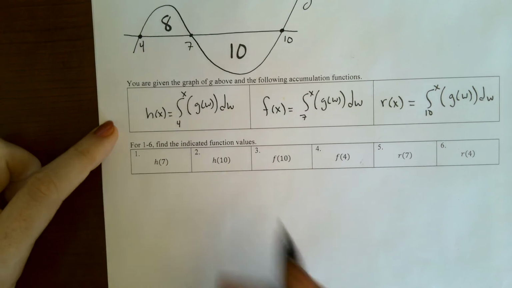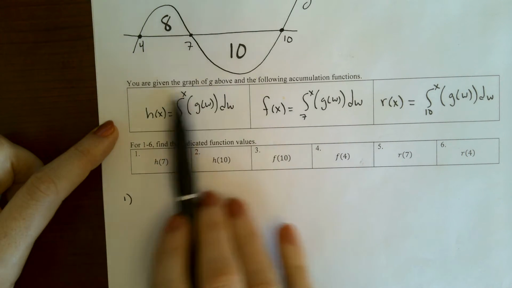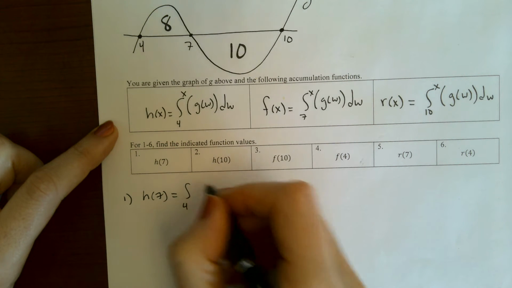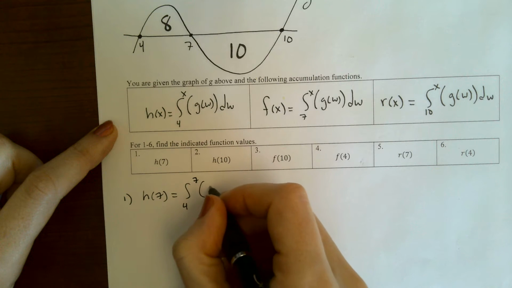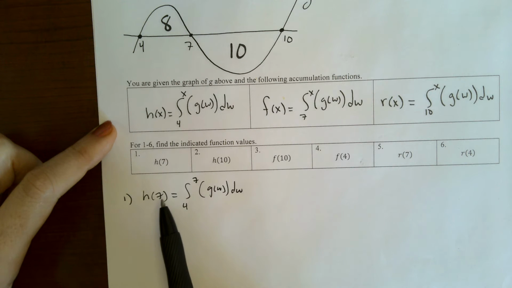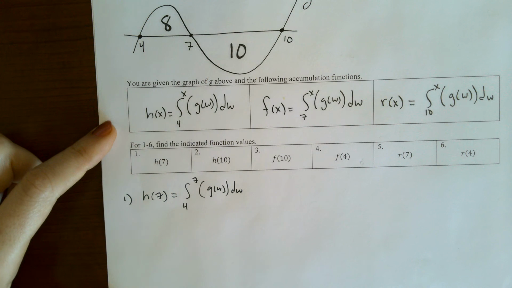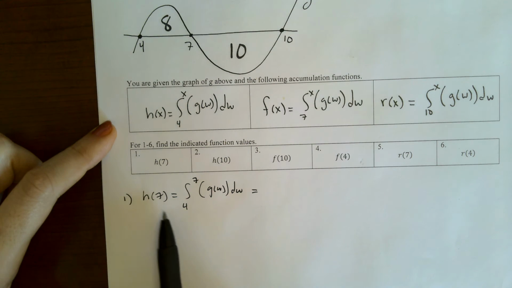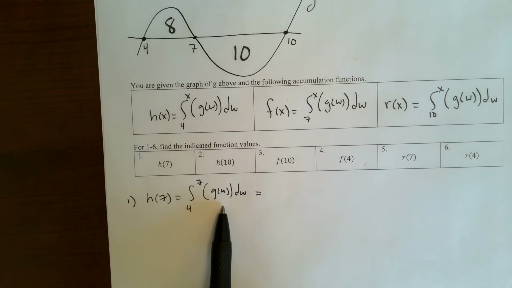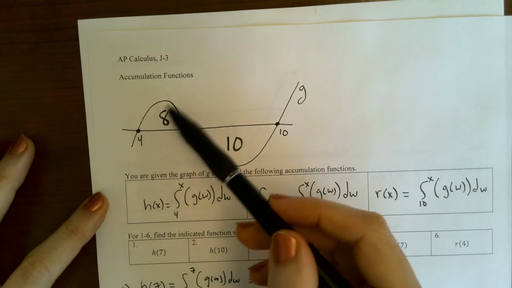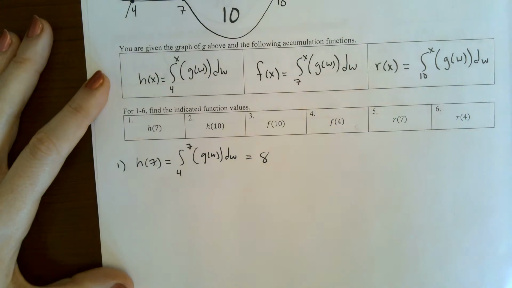So we're going to find h of 7. All right, so this is h right here. So h of 7 is equal to the integral from 4 to 7 of g(w) dw. Okay, so where the input of h goes is up in this top endpoint. So h of 7 is going to be the integral from 4 to 7 of g, and this is the graph of g. And then from 4 to 7, this area under the curve is 8, so that answer is 8.